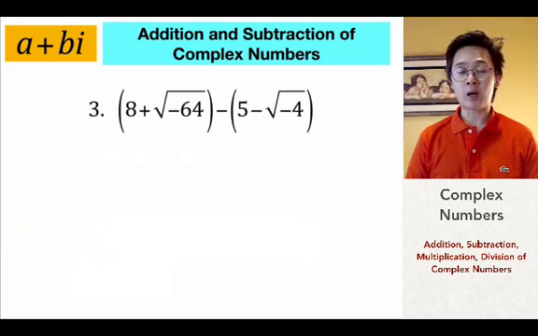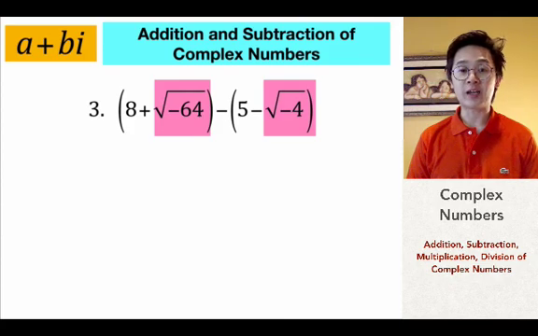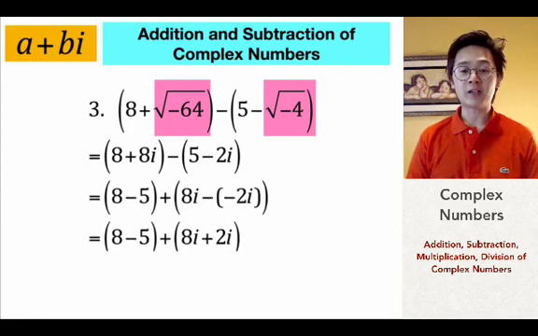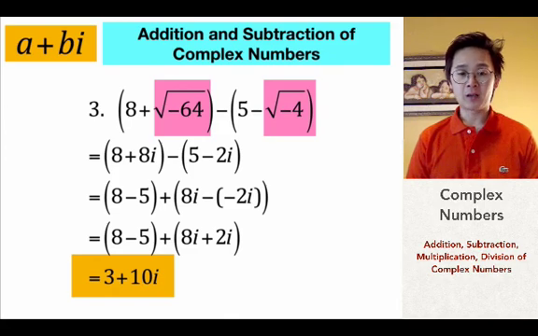Now in this particular example, problem number 3, we need to produce the imaginary part in this expression by simplifying the square root of negative 64 and the square root of negative 4, which happen to be perfect squares. So the square root of negative 64 and the square root of negative 4 can be modified into 8i and 2i respectively. So we'll have 8 plus 8i minus 5 minus 2i. And by combining like terms, we'll have 8 minus 5 and 8i minus negative 2i, giving us 8 minus 5 plus 8 plus 2i, which is 3 plus 10i. So this is how we simplify complex numbers by addition and subtraction.